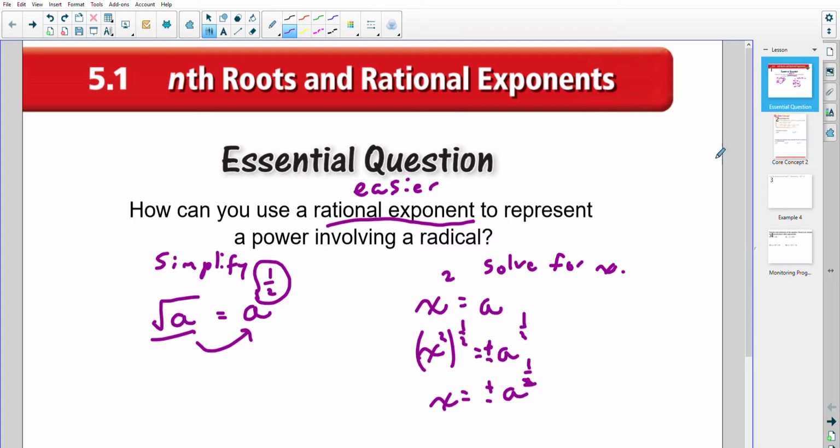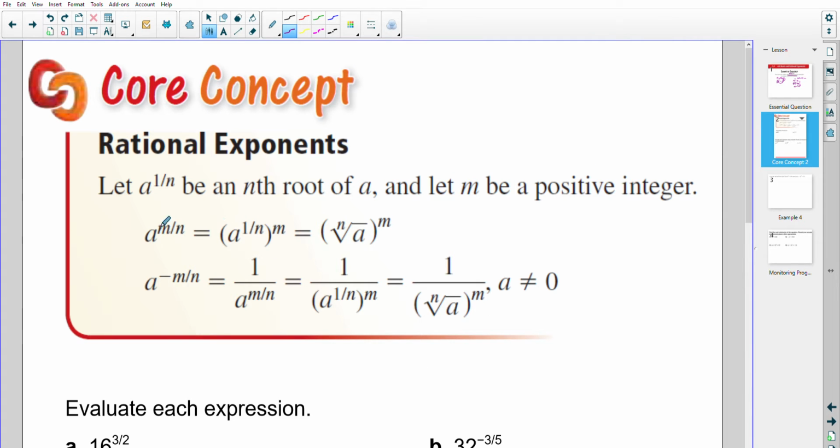All right, so the main principle is if you have a number in the form a to the m divided by n, we can rewrite that as a to the 1 over n, to the power of m. So you're going to want to divide that down so you know how to simplify. Also, remember negative exponents: we get rid of the negative by putting 1 over the positive exponent.